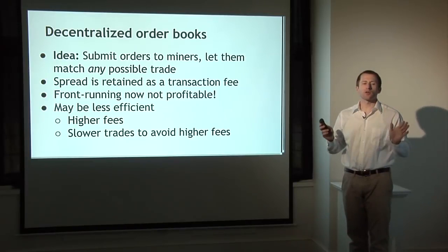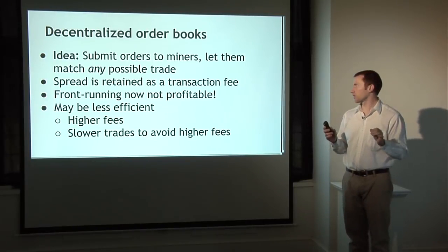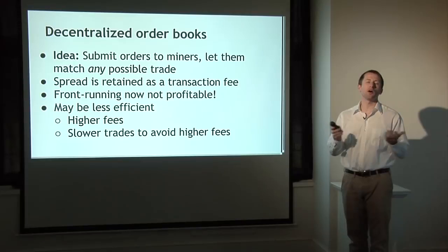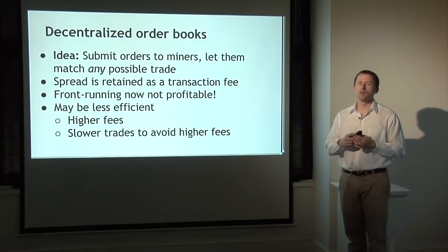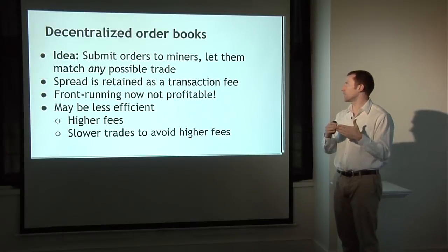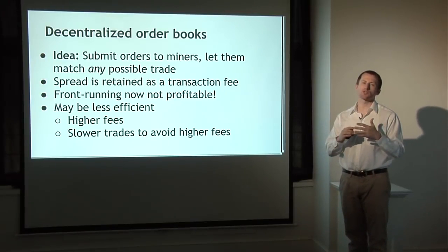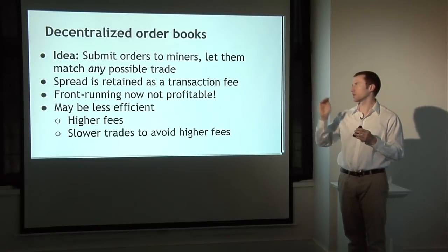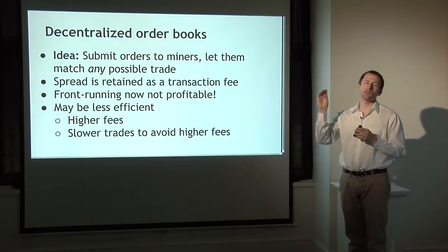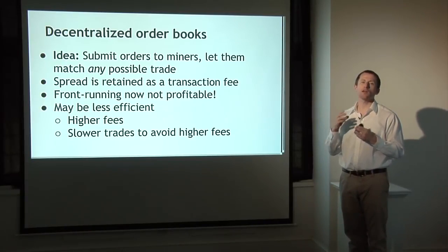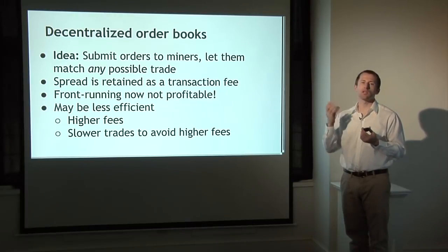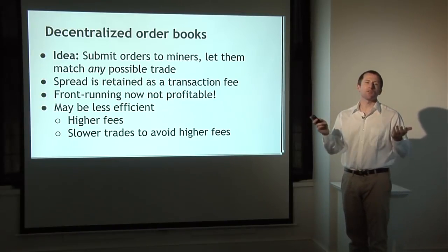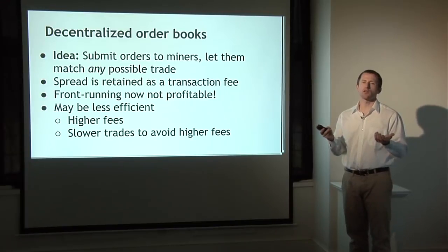So in a decentralized order book, we're not going to be able to have strong legal enforcement like that. But there's a clever idea, which is to just forget about front running and say, instead of having front running be a bug or a crime, we're just going to have it be a feature. And the way to do that is that everybody can submit orders to miners, and the miners can match any possible trade. And instead of splitting down the middle, the miner actually keeps the entire spread as a transaction fee. And the beauty of doing this is that the miners now receive a transaction fee, and they have no incentive to front run, because front running will never be more profitable than just capturing the spread as a transaction fee.